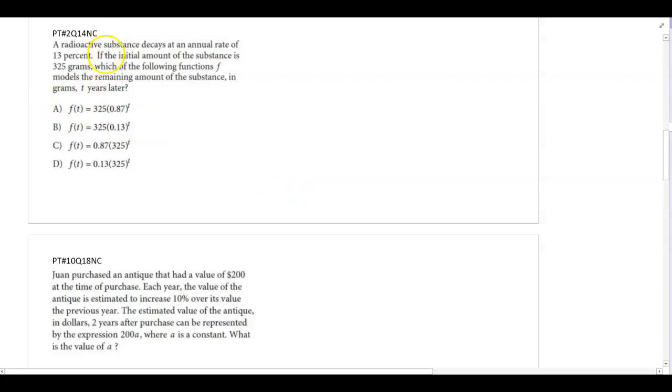Next one. A radioactive substance decays at an annual rate of 13%. Remember, this is a no calculator problem. If the initial amount of the substance is 325, so right away you know a is 325, which of the following functions models the remaining amount of the substance in grams t years later? Well, real quick, just by knowing your initial amount is 325, you know it's 325 times something to the t power. So you know C and D can be eliminated.